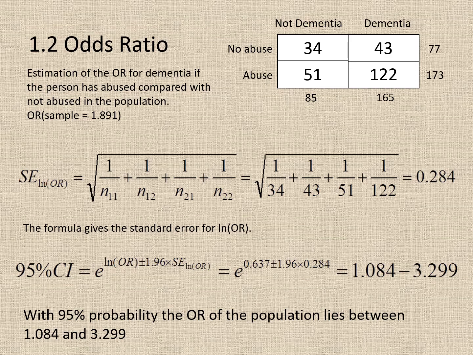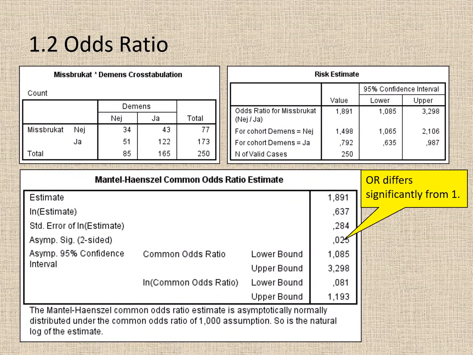Mantel-Haenszel common odds ratio estimate. So this is for the exact same data. We get a p-value here of 0.025. So we see it's lower than 5%. The probability of getting an odds ratio that differs this much from 1, if it would be 1 in the population, is 2.5%. So it's lower than 5%. Therefore, we reject the null hypothesis.